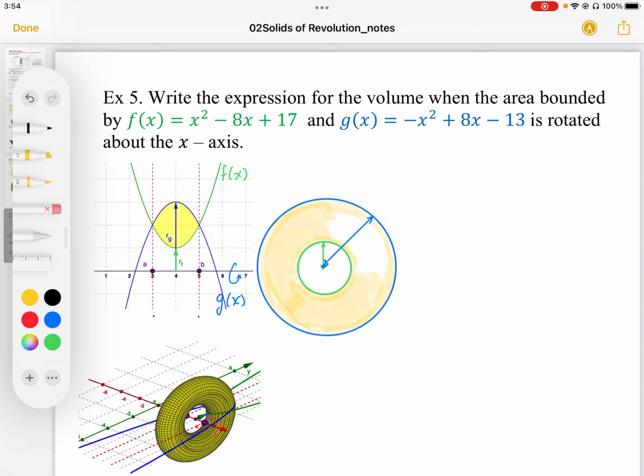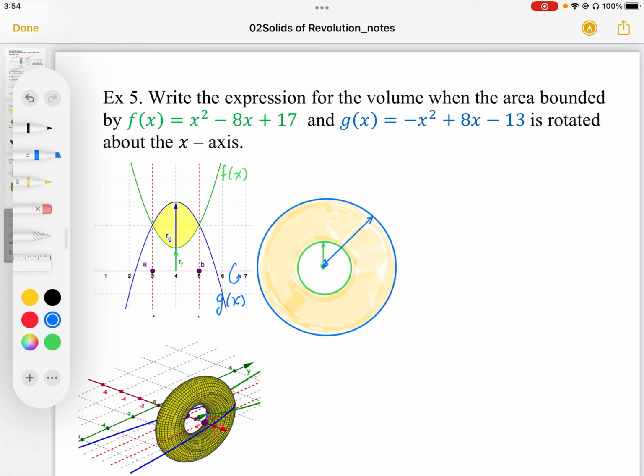Write the expression for the volume when the area bounded by f of x equals x squared minus 8x plus 17, which represents the green parabola, the lower bound, and g of x equals negative x squared plus 8x minus 13, which is the upper bound, the blue parabola, is rotated around the x-axis to generate a solid. We want the expression for that.